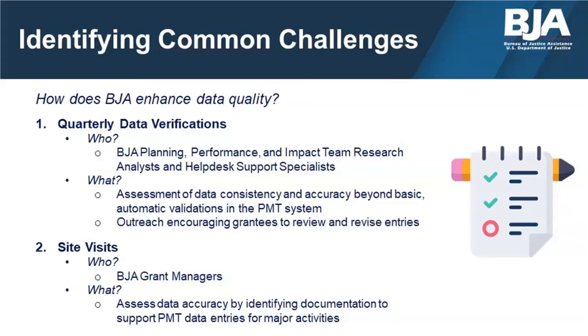There are several ways that BJA enhances data quality. We do this through quarterly data verifications and site visits. Data verifications are done by the BJA Planning, Performance, and Impact Team research analysts and help desk support specialists. This process includes an assessment of data consistency and accuracy beyond basic automatic validations in the PMT system. Site visits are done by BJA grant managers who assess data accuracy by identifying documentation to support PMT data entry.